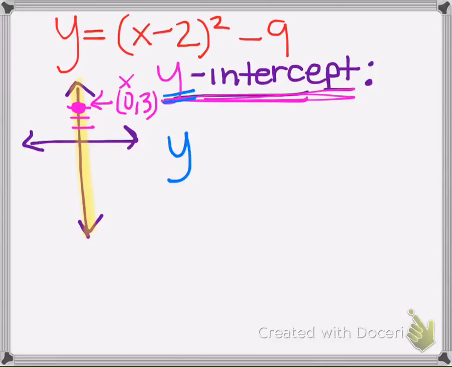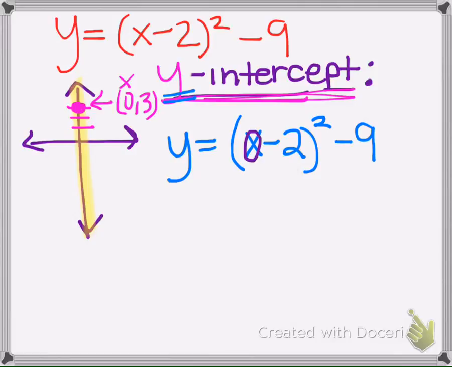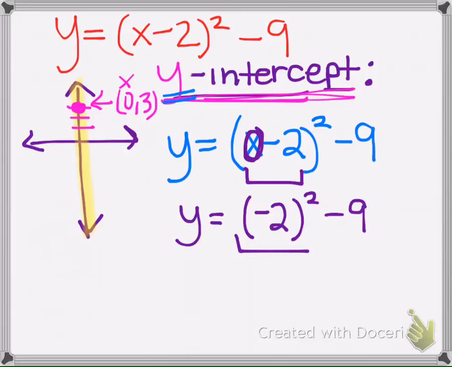To find the y, we're going to take out the x and replace it with a 0. So we're going to put a 0 there. And then we're going to do order of operations. So we do parentheses first. Then we do exponents. And then 4 minus 9 is -5.